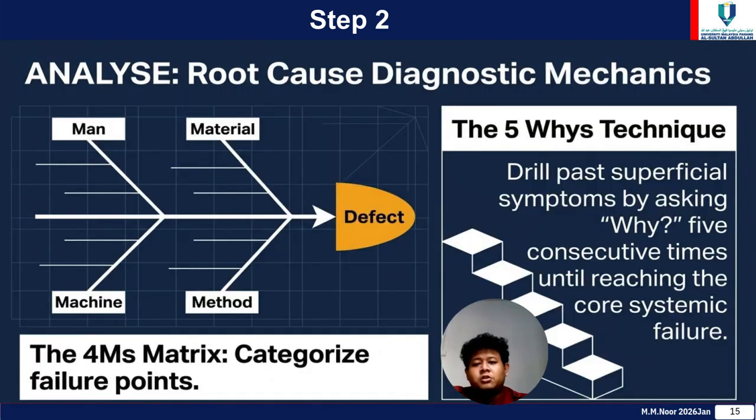Step 2 implements our root cause diagnosis mechanisms. We begin by brainstorming and structuring potential causes using the 4M's metric via a fishbone diagram, segregating variables under man, material, machine, and method. Once the potential failure points are categorized, we execute the 5 whys technique. We drill past superficial symptoms by asking why at least 5 consecutive times. This discipline forces the engineering team to bypass superficial problems and unearth the deep core systemic failure hidden at the root of the defect.